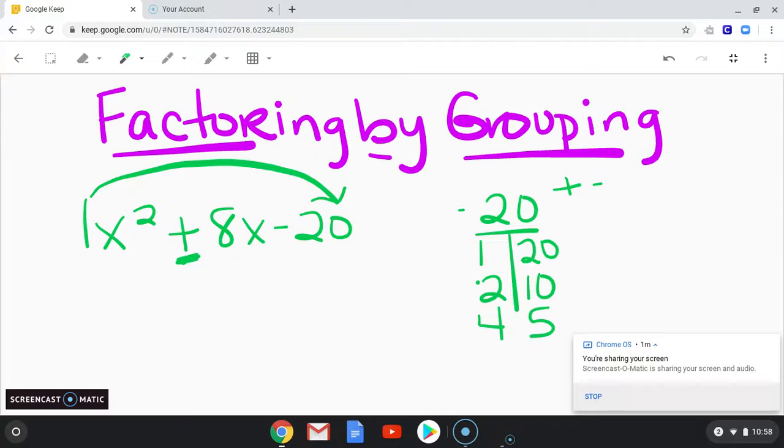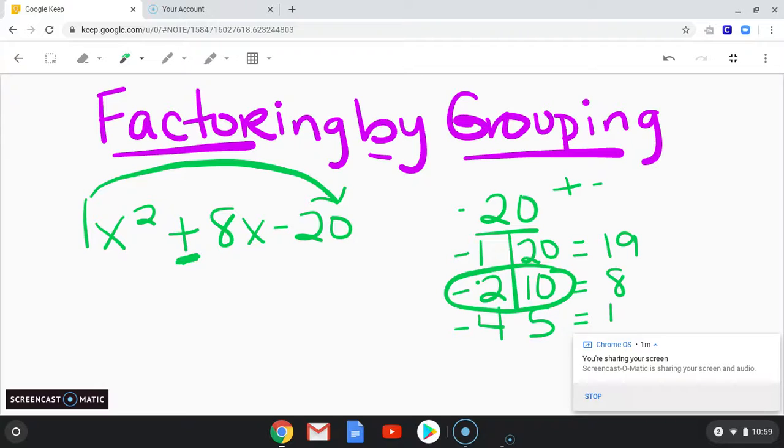So I go back to my picture and make all of my small numbers on the left negative. Next, I add up. Negative 1 plus 20 makes positive 19. Negative 2 plus 10 makes positive 8. And negative 4 plus 5 makes 1. Which one of these adds up to be the 8 in the middle of my original problem? That's right, the negative 2 and the 10.